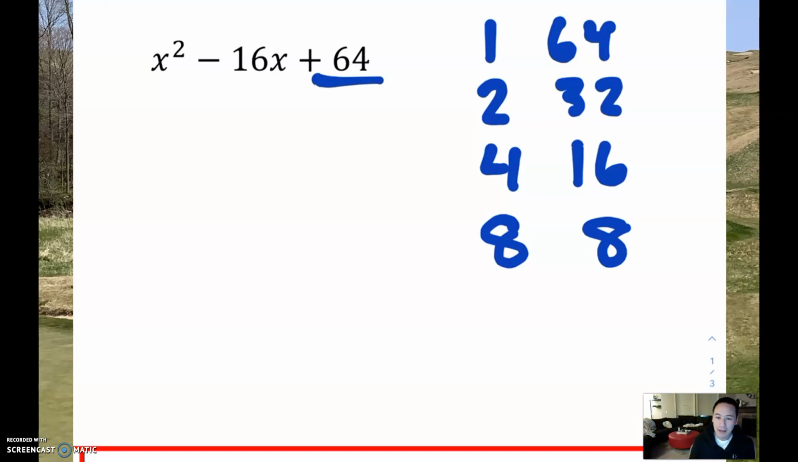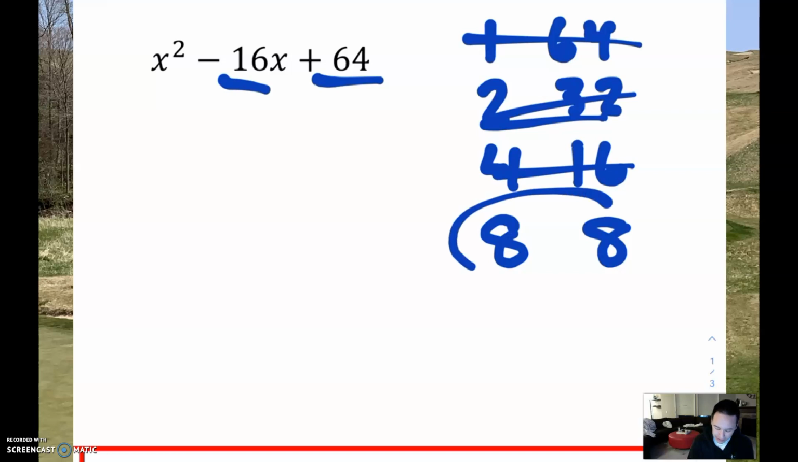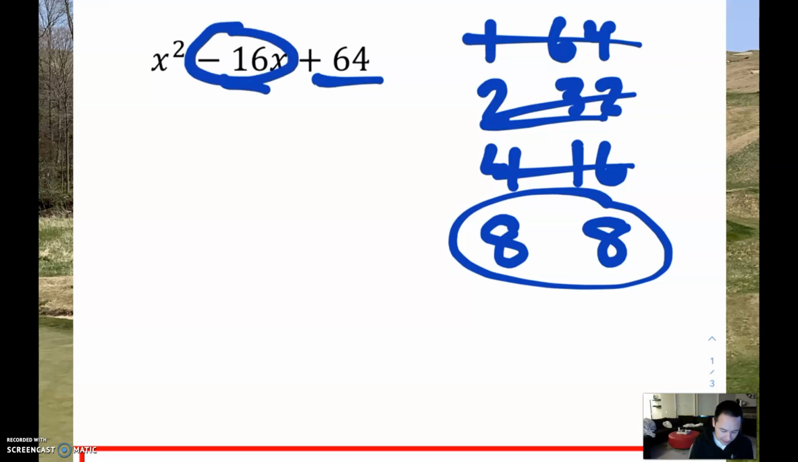And now we want the combination that will add together and make a 16. If we look at 1 and 64, that won't do it. 2 and 32, that won't do it. 4 and 16, that won't do it. So it's again going to be this duplicate here. We have 8 and 8. But the problem is, if we just add 8 plus 8, we get positive 16. We don't want positive 16. We want it to be a negative 16. So what could we do to make it negative 16?